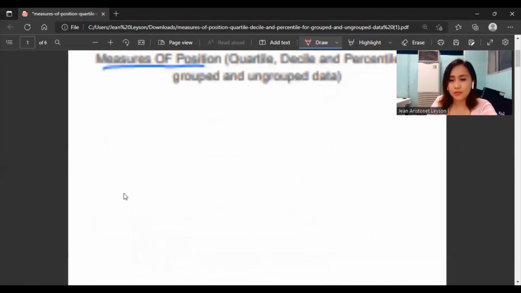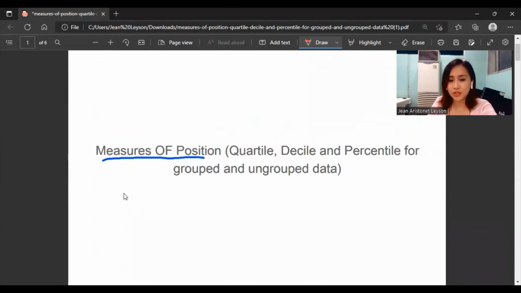So that's it for my discussion. Once again, that was measures of position, the quantiles, which are quartile, decile, and percentile, both for ungrouped and grouped data.